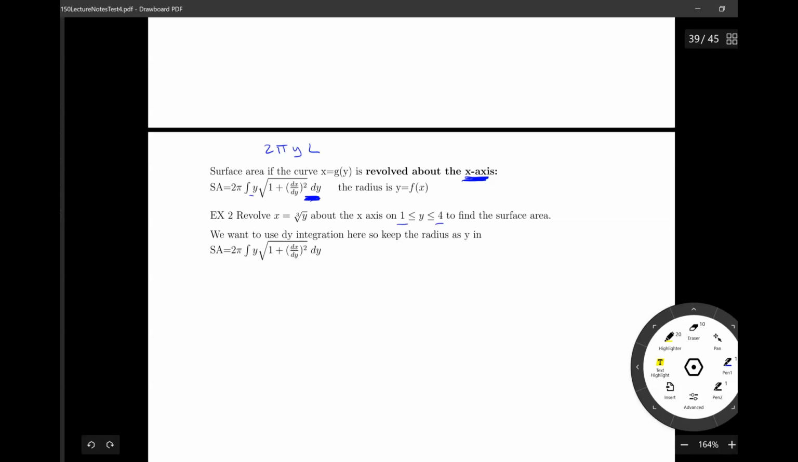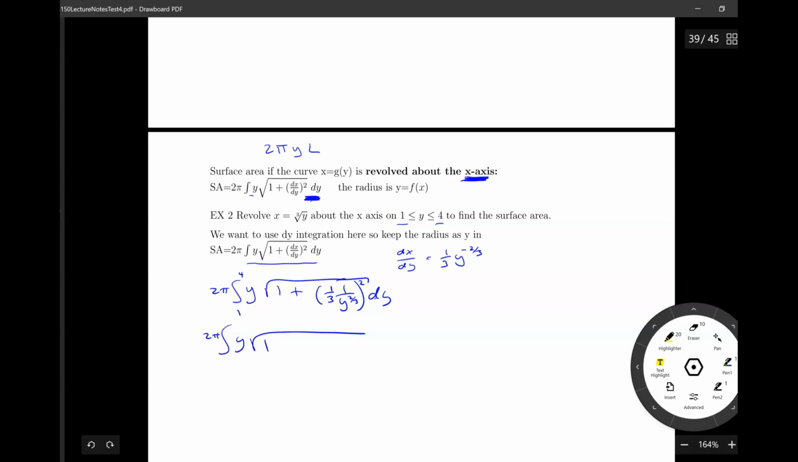So it's going to give you limits of integration in y's, and you'll get a function that'll be x's in terms of y. That will cue you in to do the surface area with this equation. So let's first find dx over dy. So that's 1/3 y to the negative 2/3. So then we're just going to keep y as the radius, because that's the radius if I'm revolving it around the x-axis. Square root of 1 plus 1/3 y to the negative 2/3 squared dy. And then from 1 until 4.